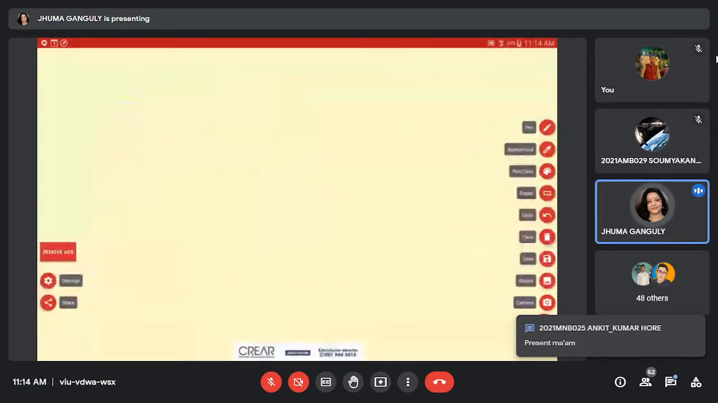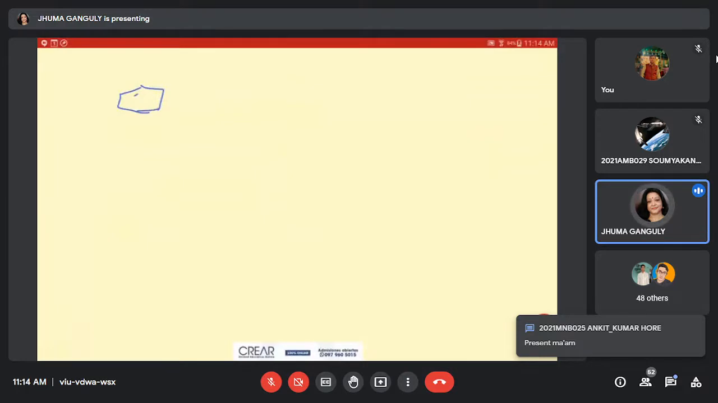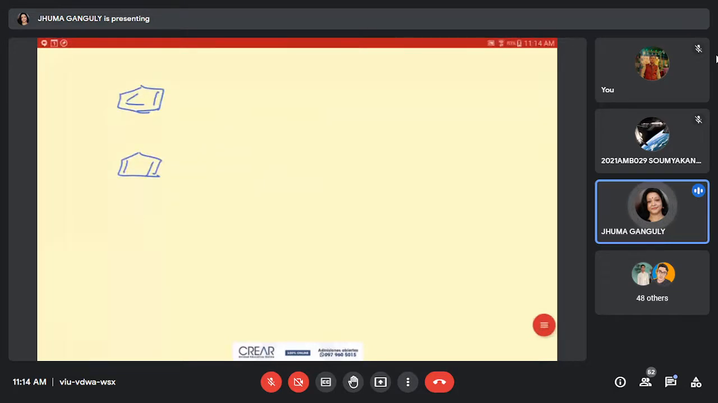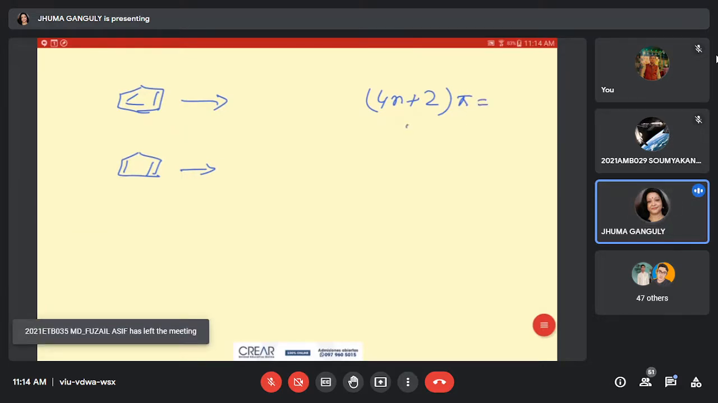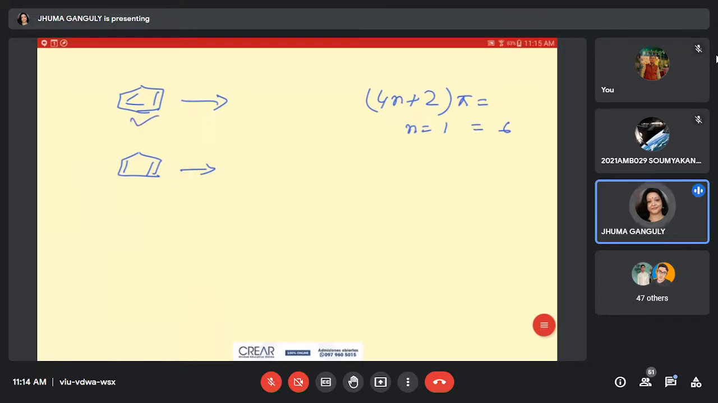First, benzene. Suppose we are taking benzene. Benzene is aromatic. 4n plus 2 pi electrons, where n is equal to 1, so it's 6 electrons. Here there are 6 electrons, and it is conjugated with alternate double bonds, and planar also. So it satisfies all the requirements for aromaticity, and it is an aromatic compound.